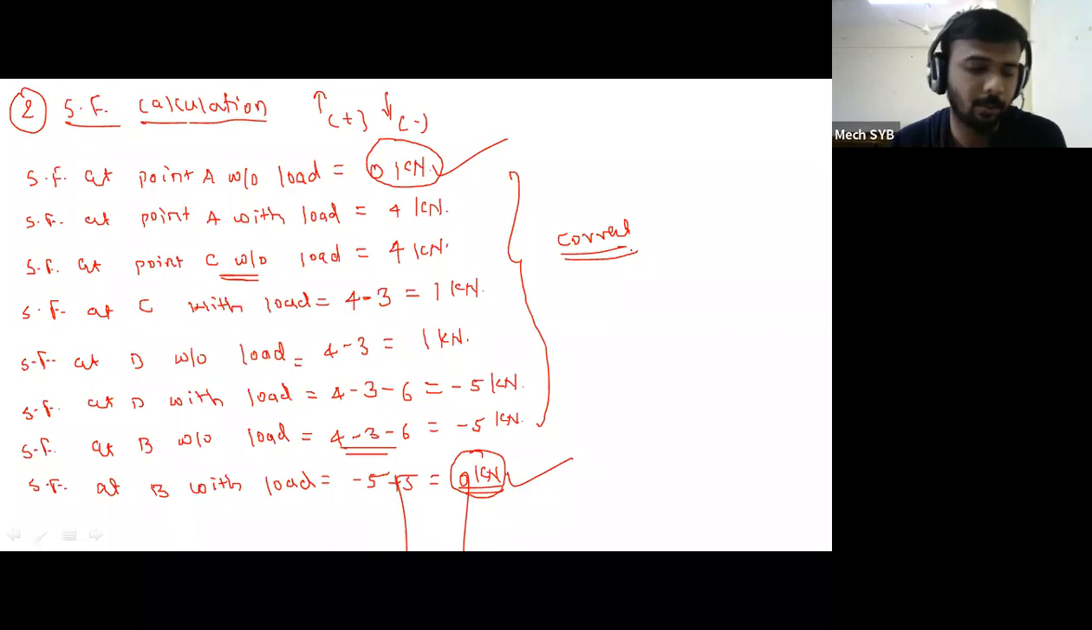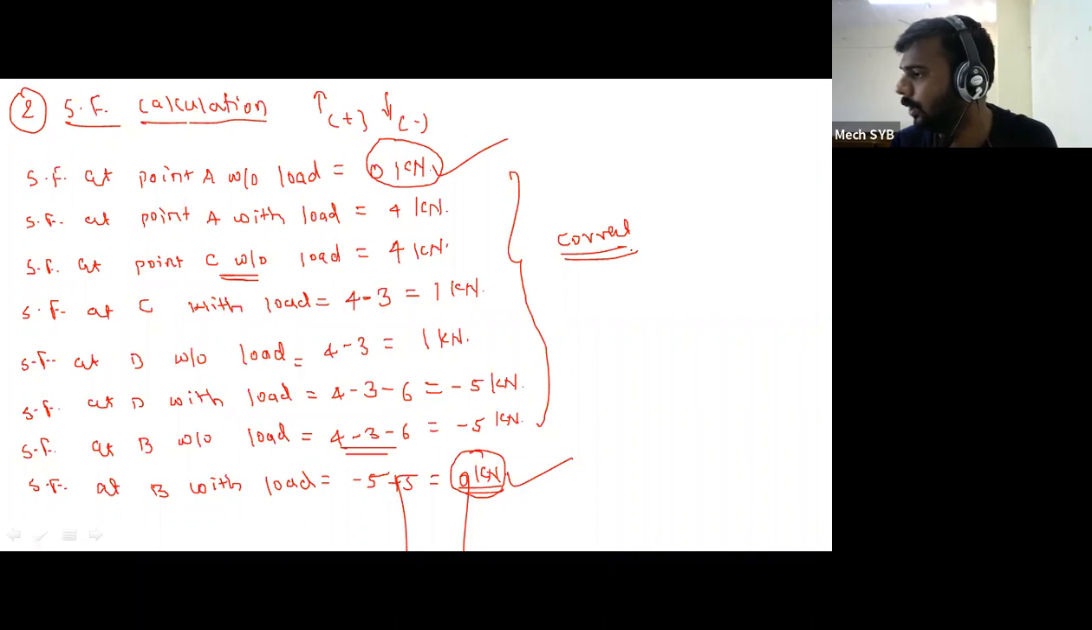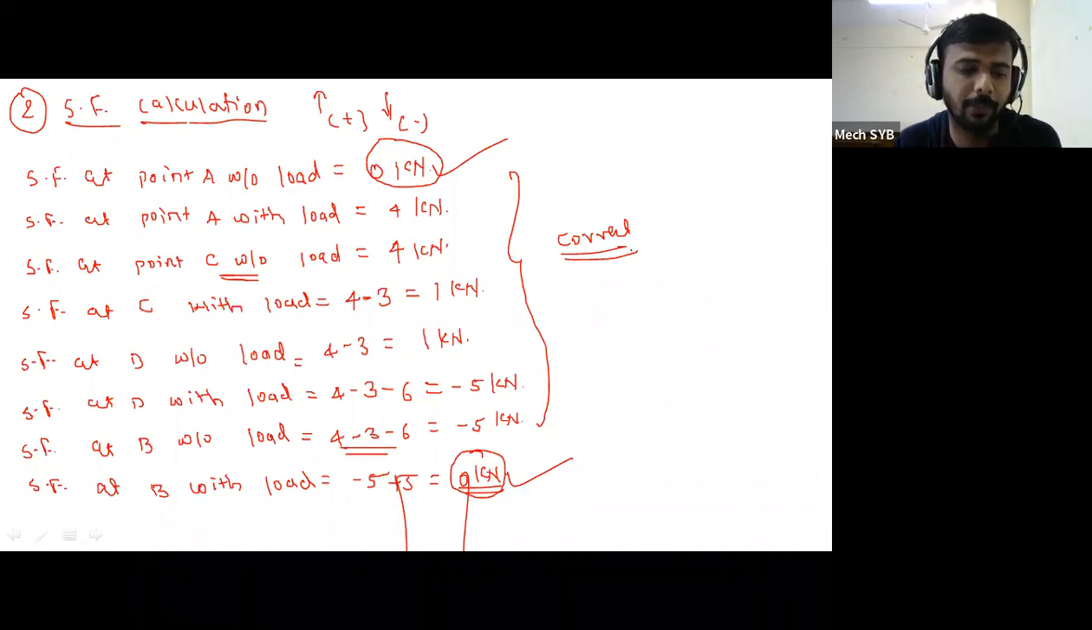If beam is subjected to the point load, take without load and with load condition during SF calculation.